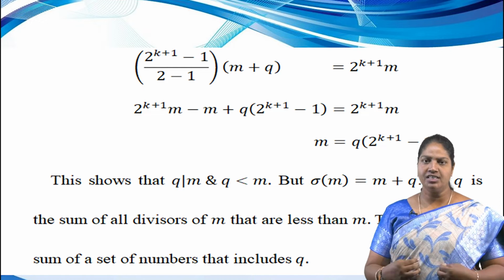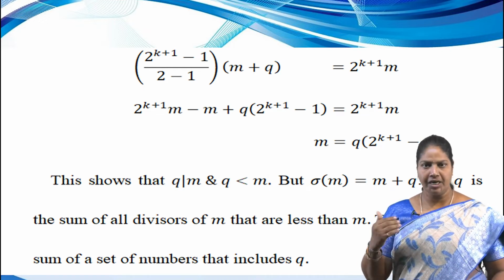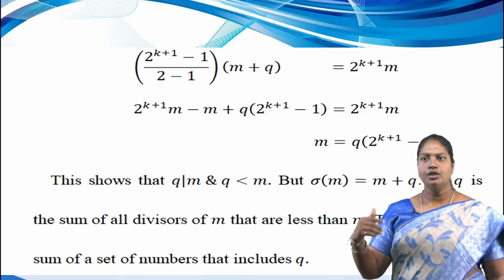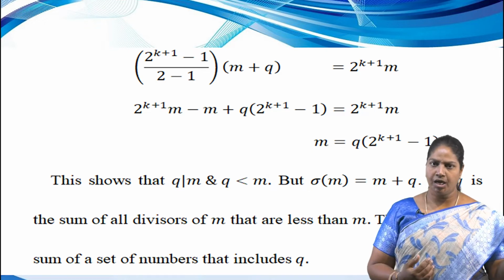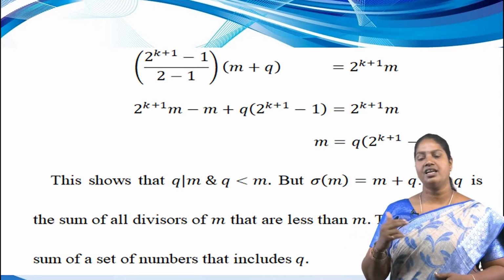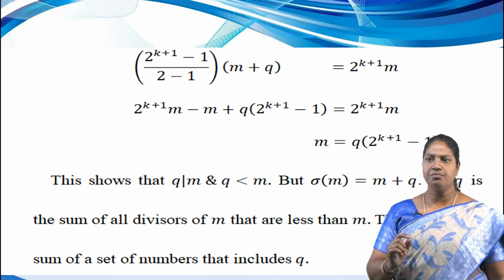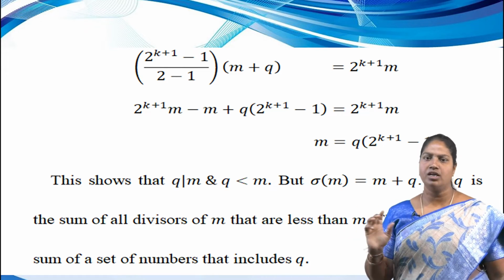Now we simplify this, we will get the answer as 2 power k plus 1 into m minus m plus q times 2 power k plus 1 minus 1 equal to 2 power k plus 1 into m. If we cancel out on both sides, that is the left hand side and right hand side, we will get m is equal to q times 2 power k plus 1 minus 1.